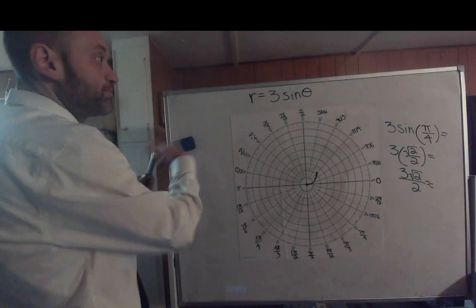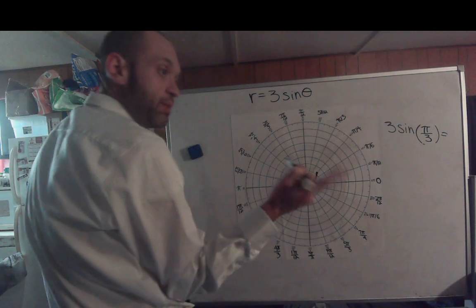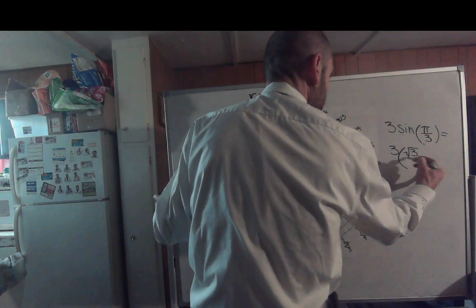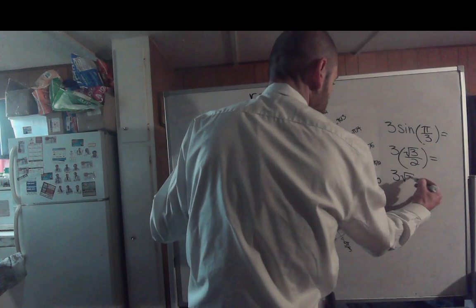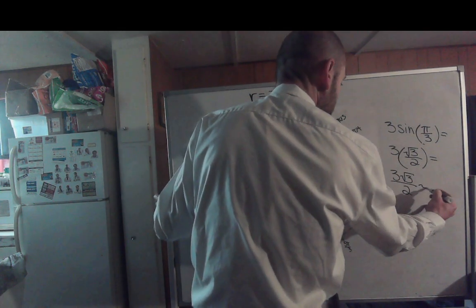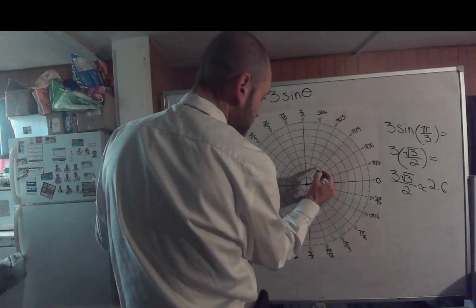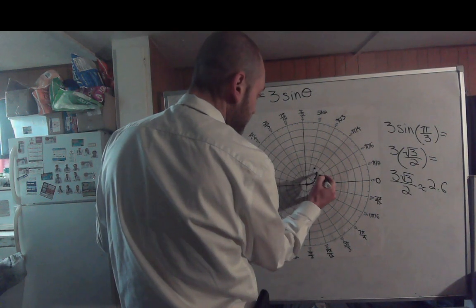Okay, now next special angle is pi over 3. So 3 times the sine of pi over 3. Well, the sine of pi over 3 is the square root of 3 over 2. So you have 3 times the square root of 3 over 2, which is just that. 3 times the square root of 3 over 2 puts me at about 2.6. So that's going to put me right here, roughly.